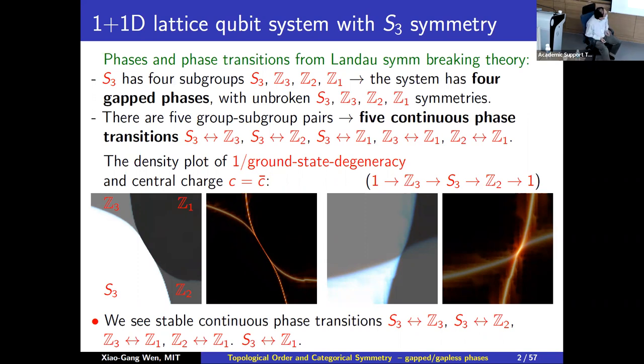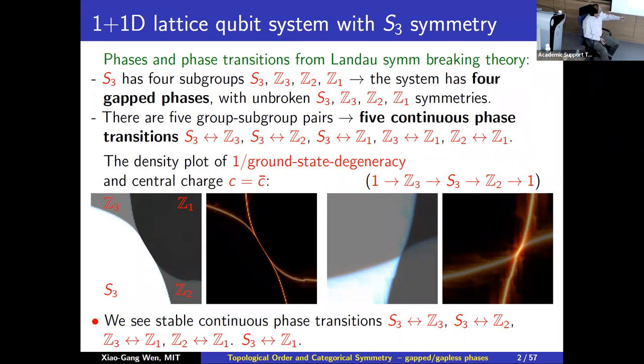There's a similar question here. But the most interesting thing is that for this symmetry, there are five pairs of group-subgroup relation. We can expect that for every group-subgroup relation, maybe there's a continuous phase transition. So maybe we expect to have five continuous phase transitions. We did some numerical calculation. Indeed, we find that these five transitions all look continuous. But the one connecting S3 to Z1, we are not so certain. It looks continuous, but we are not certain. The other transitions also look continuous, but we are more certain.